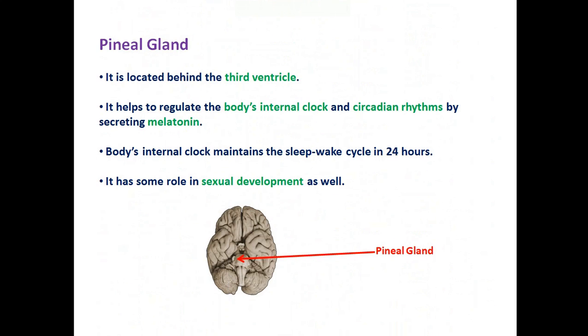Pineal gland. It is located behind the third ventricle. It helps to regulate the body's internal clock and circadian rhythms by secreting melatonin. The body's internal clock maintains the sleep-wake cycle in 24 hours. It has some role in sexual development as well. Here the hormone melatonin is important, so you may note it down. And in the diagram below, look at the pineal gland.